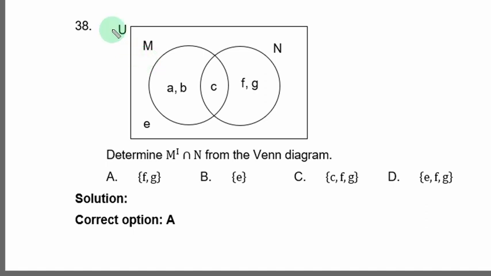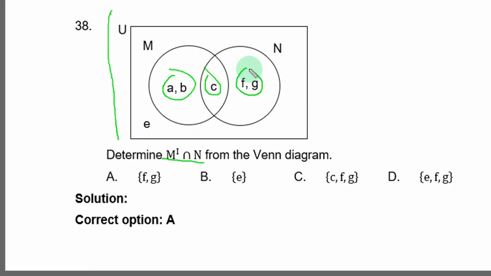Question 38. You have this Venn diagram. You have 2 subsets, M and N, and you are asked to determine M prime intersection N. Now, the universal set is the addition of the elements in M, that is A, B, intersection, that is C, and N, that is F, G. That is A, B, C, F, G.